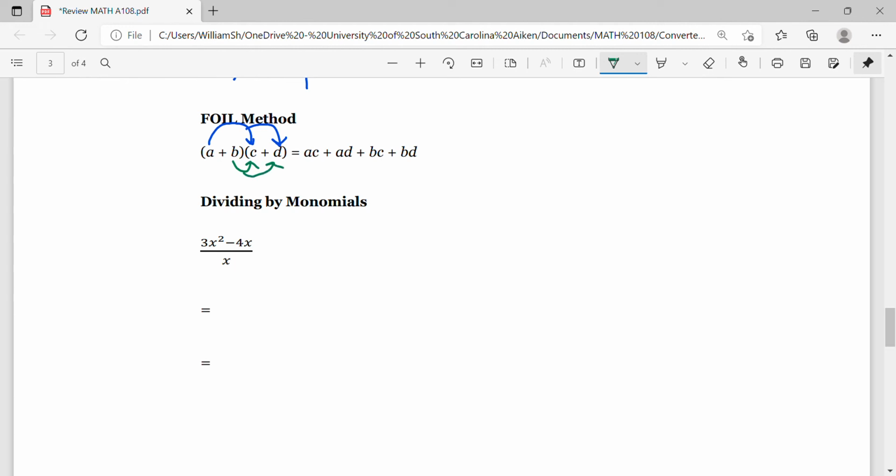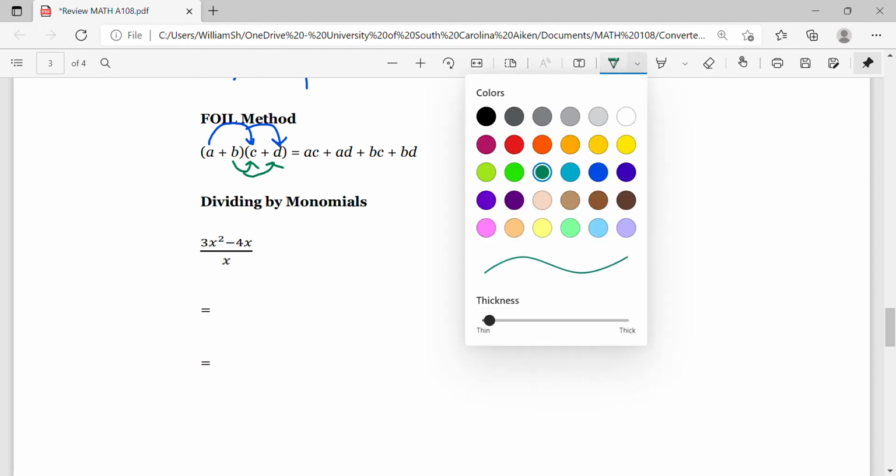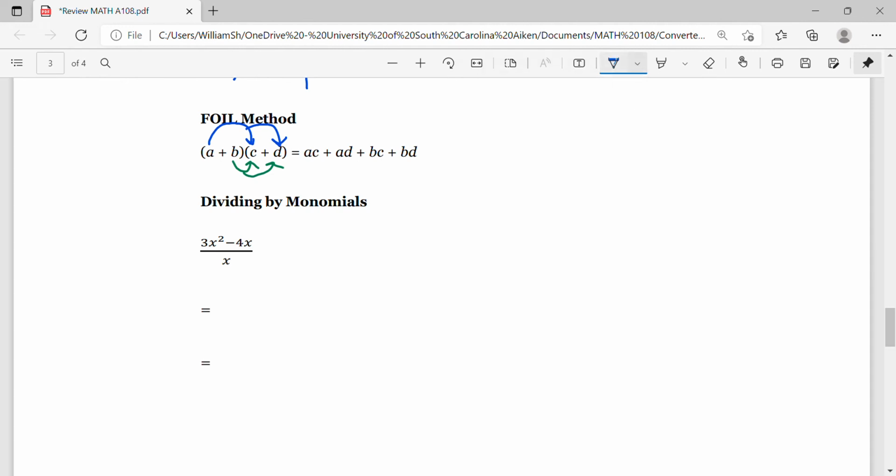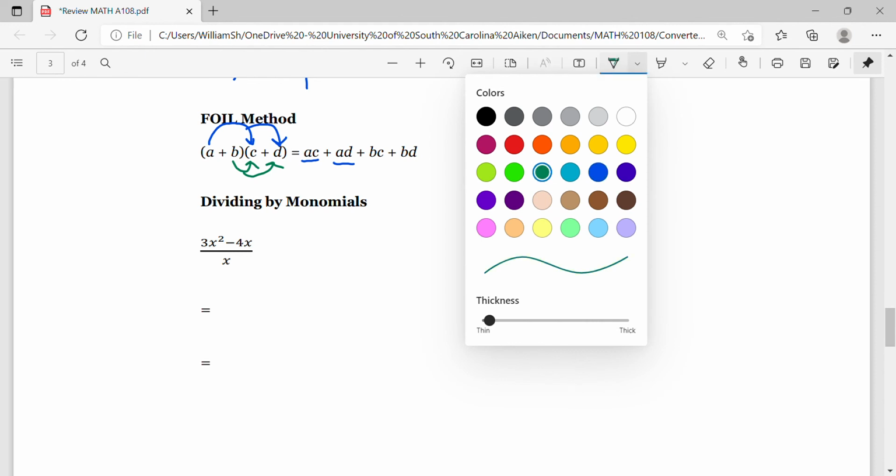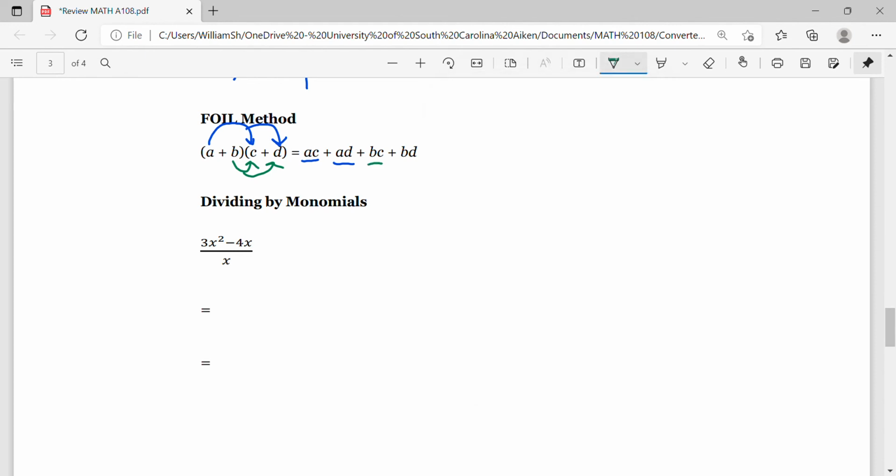So what you get here is AC when you distribute the A to the C. You get AD when you distribute the A to the D. You get BC when you distribute the B to the C. And you get BD when you distribute the B to the D. And you have to add all those together. Pretty simple. We'll work with the full method some more this semester, especially when we come around to foiling and factoring. Okay. Next up, we are going to divide monomials.